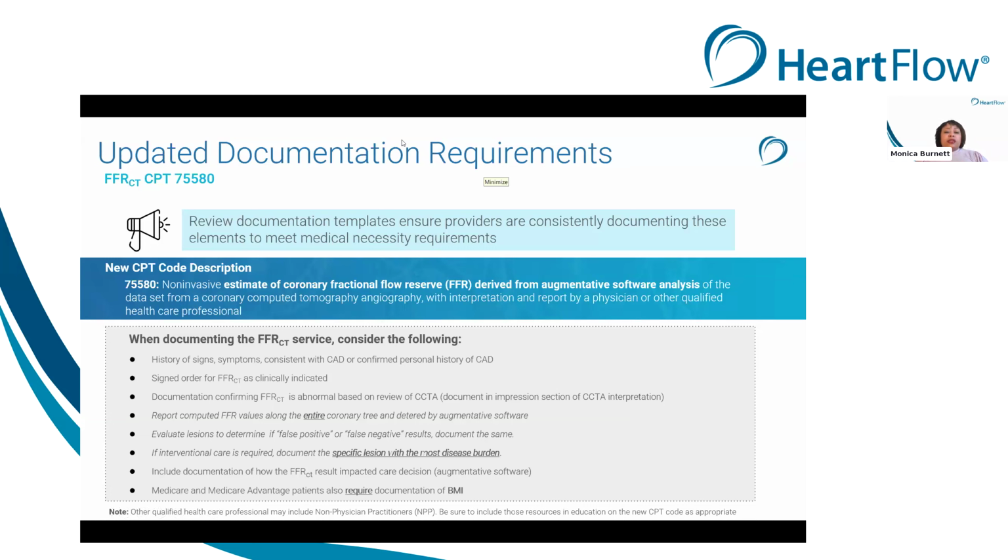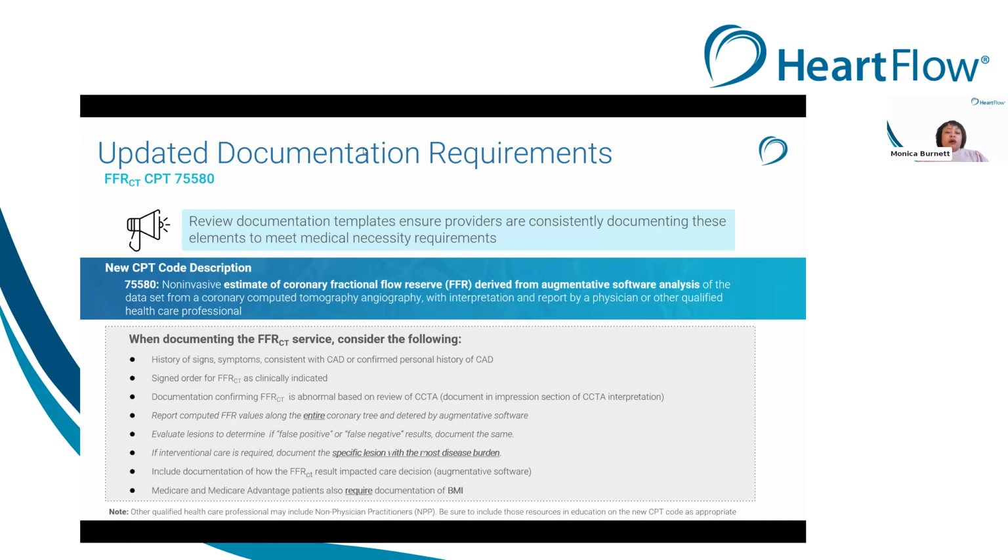Documentation confirming that the CTA is abnormal and that therefore the FFRCT is warranted. That should be documented in the CTA impression at a minimum. Ideally, if you can, your provider can pull that forward in the indications for the FFRCT interpretation, great. At a minimum, it should be in your CTA interpretation so that as you submit that documentation, you've got confirmation that the FFRCT was warranted based on the CTA results.